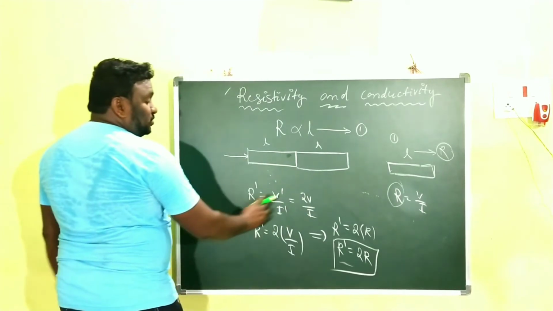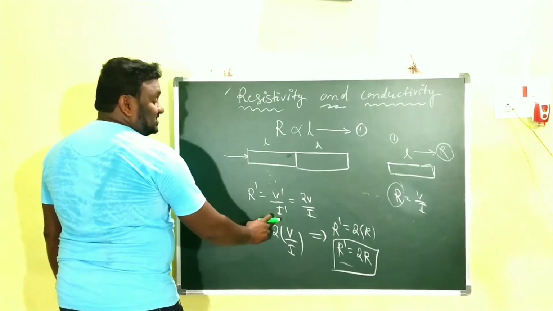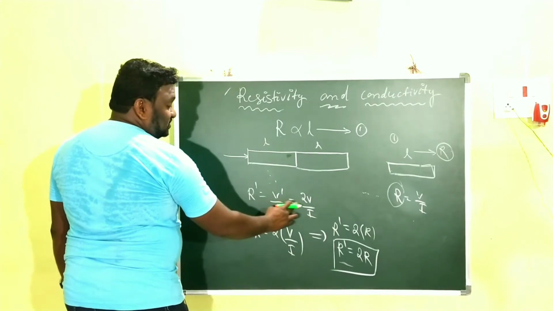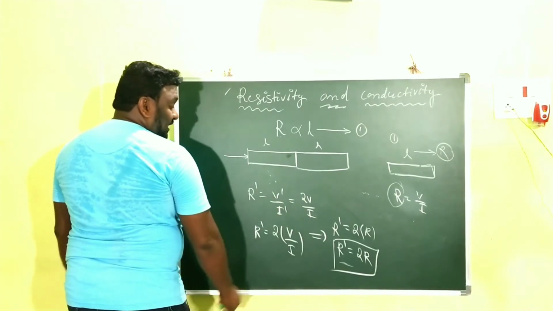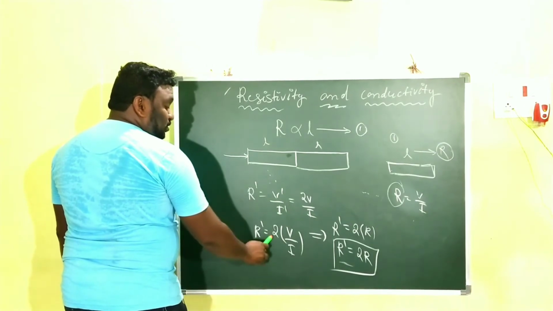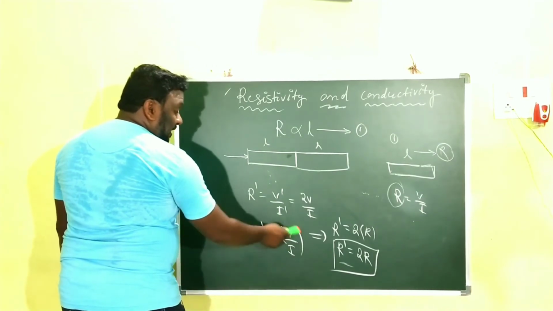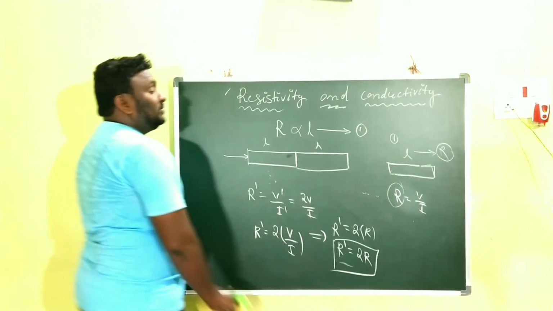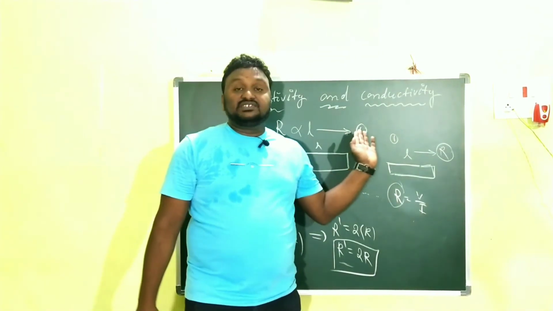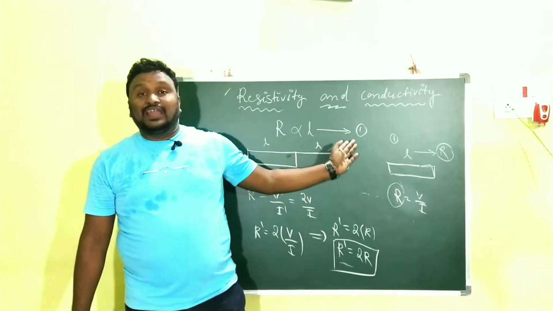Now we take R dash is equal to V dash by I dash. In this case V dash means 2V, and I dash means I. Again what do you write? R dash is equal to 2 into V by I. V by I means R. Then what do you get? R dash is 2R. That means the given relation is right. R is proportional to L.